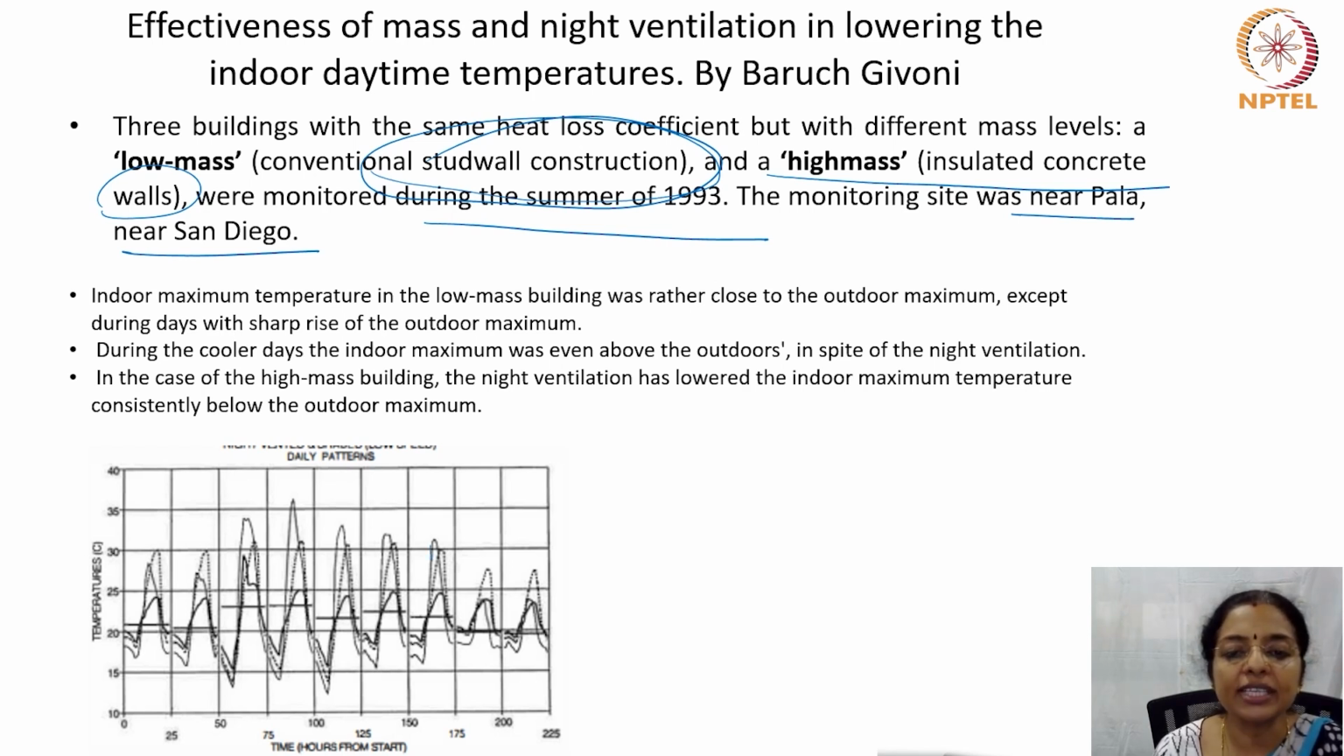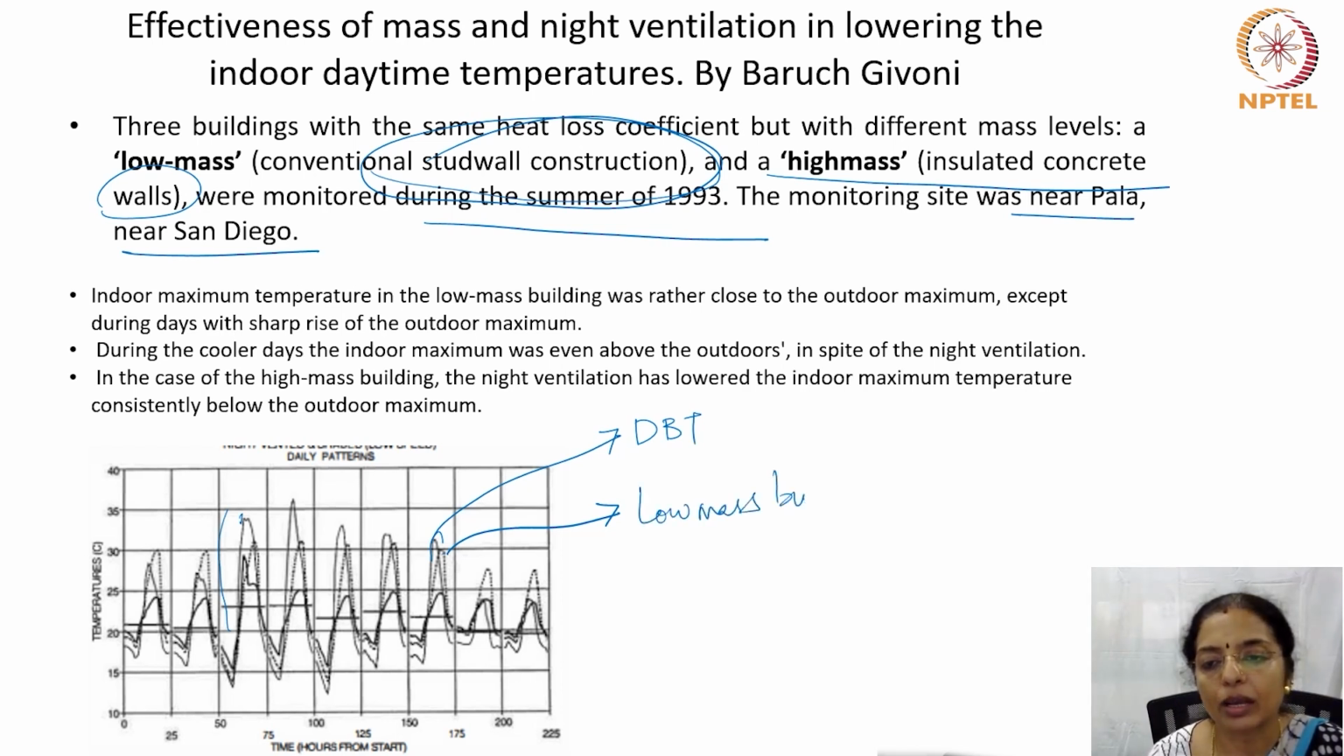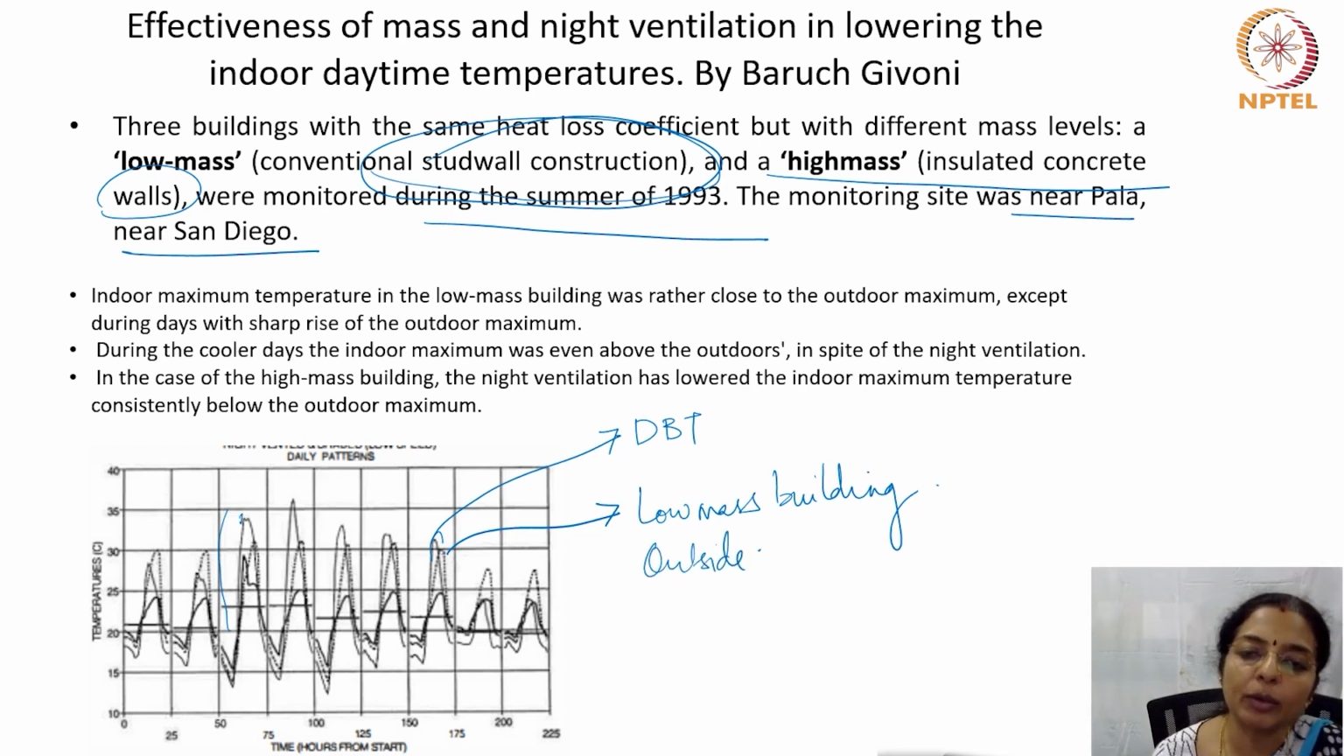So if this is the outdoor maximum, or dry bulb temperature of that place, then the low mass building followed the dry bulb temperature of the outside very closely. During the cooler days, the indoor maximum was even above the outdoors in spite of night ventilation.